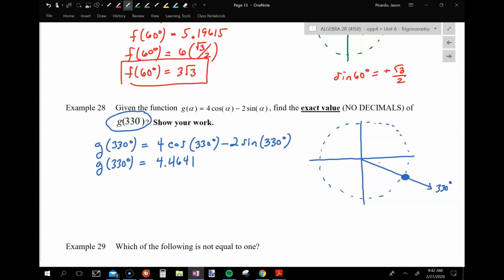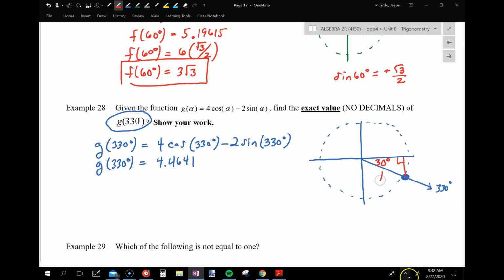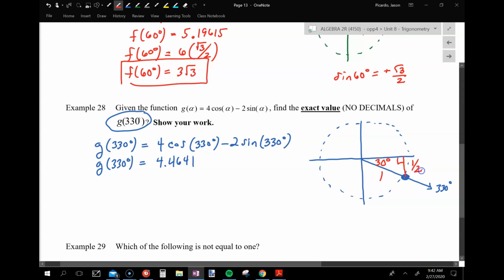Guys, what do you think? What is my reference angle? I'm at 330, right? Am I going to go all the way back, or am I going to go forward the little bit that's left? Forward. How many degrees is it to go forward? 30 degrees, because I need to get to what number? 360, okay. All right, so here's my right angle. Here's my 1. Here's my 1/2. Here's my radical 3/2.